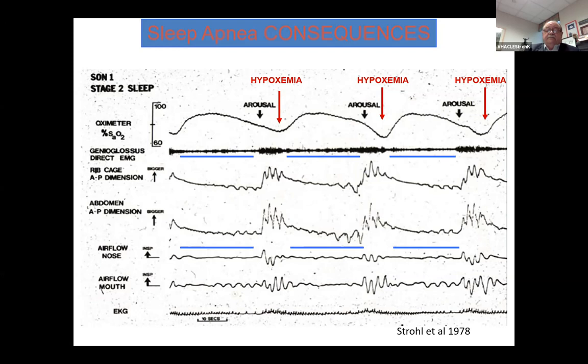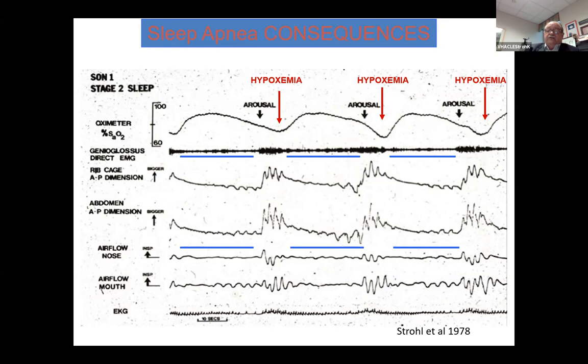Now, consequences are pretty nice to focus on because they're measurable. You can count them. You can tell them how severe they are. You can be able to kind of say, this is what the illness is. And you can model this in animals. So you can model the arousals. You can model the hypoxemia. You could give them low oxygen. You could wake them up with buzzers. You could do whatever you want.